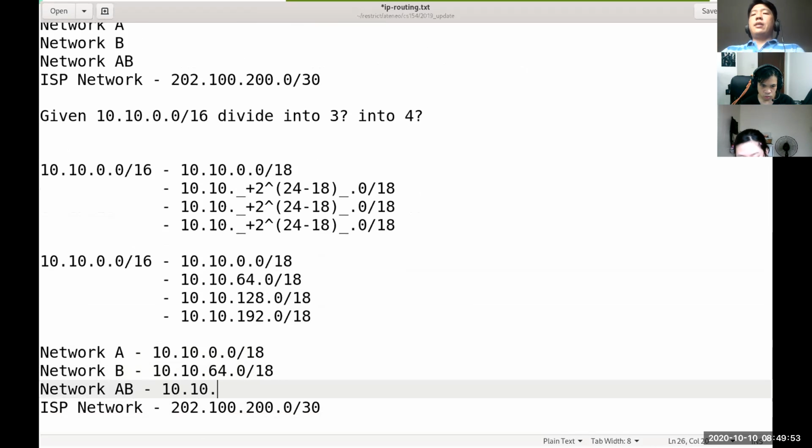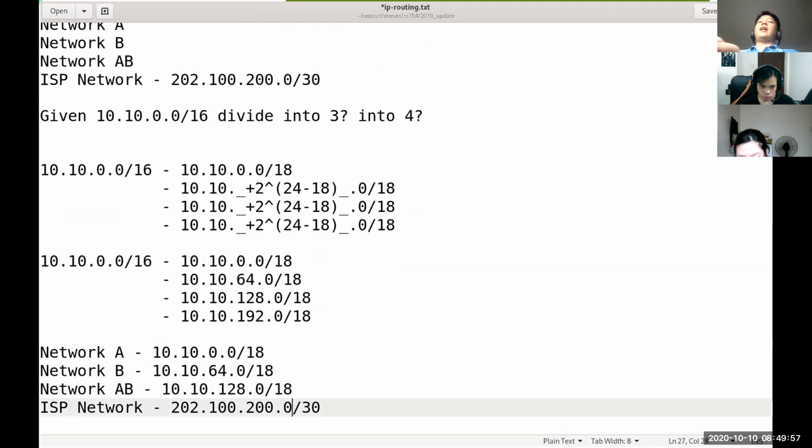Okay, then that's 1 to 8. That's 0/18. Okay, so step number 1 is finished. Have I defined all my networks? Have I defined all my subnets and given them all IP address subnets? Yes. Now I have to give all the routers IP addresses.